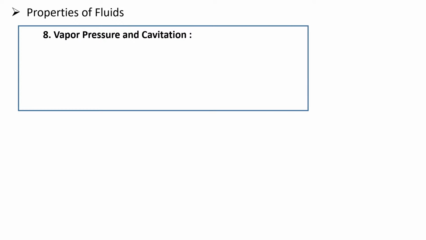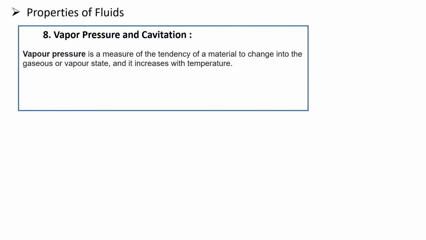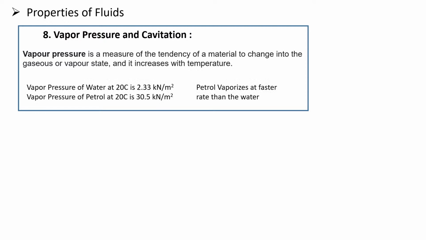Next concept is vapor pressure and cavitation. So vapor pressure measures the tendency of any substance to change into a gaseous or vapor state with increase in temperature. That is indicated by vapor pressure. We can see the vapor pressure of water at 20 degrees centigrade is 2.33 kilonewton per meter square, while the vapor pressure of petrol at 20 degrees centigrade is 30.5 kilonewton per meter square. And we know that petrol vaporizes faster than water. So the fluid which has a high vapor pressure at a particular temperature will easily vaporize.